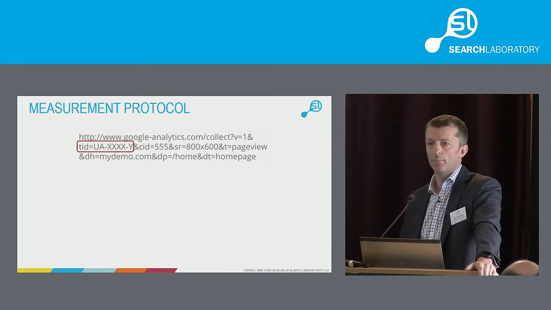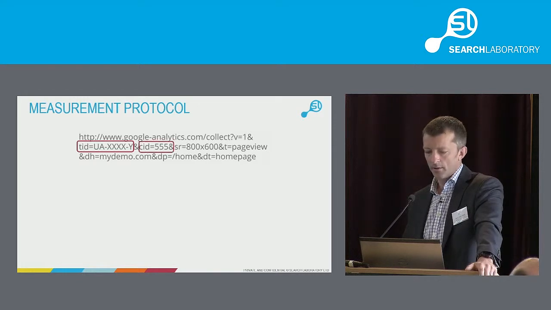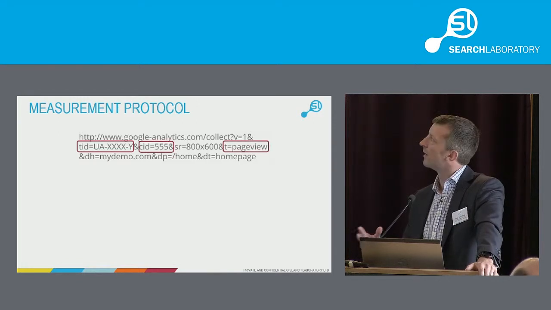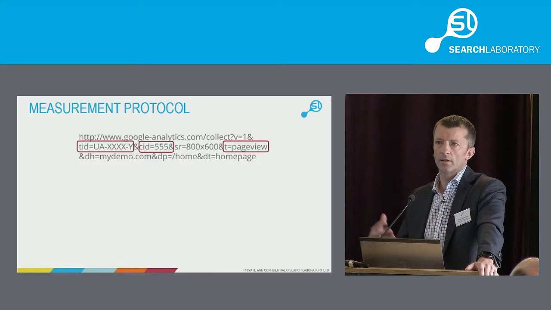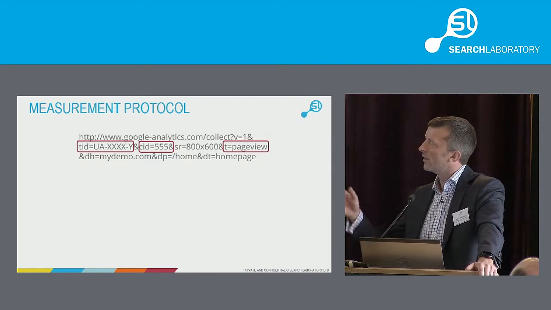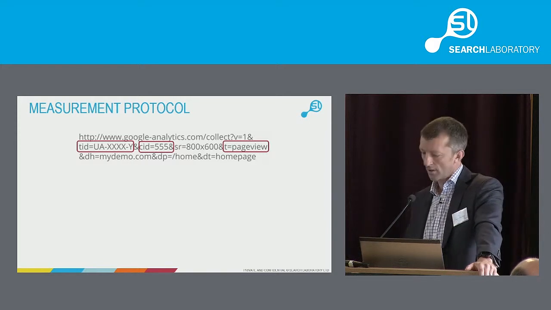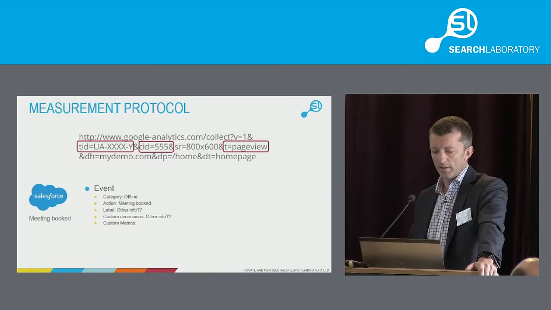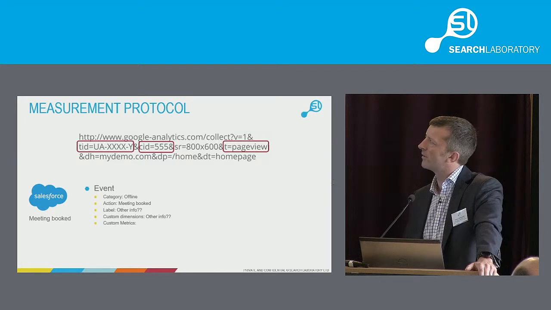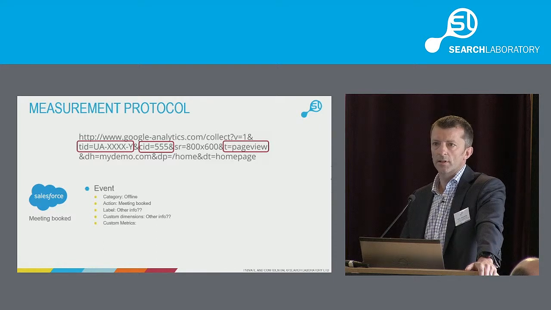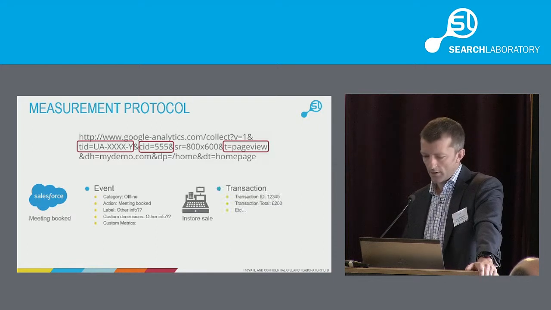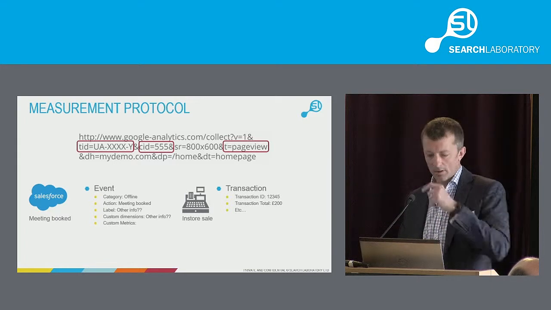So this is an example of a measurement protocol hit, and there's probably parameters in there that people are familiar with. If, let's say, you were trying to track a transaction, you'd have a transaction ID parameter and a transaction revenue parameter. And there's a couple of examples about the type of things here that you might want to track. For example, an event about a meeting being booked once one of your sales team was following up an inquiry, or a point of sale transaction that occurred in store.